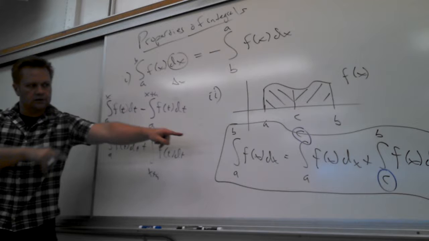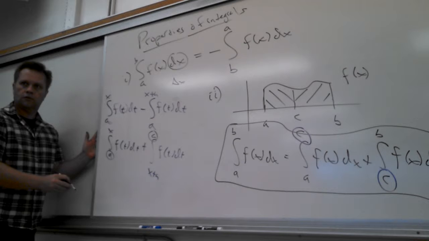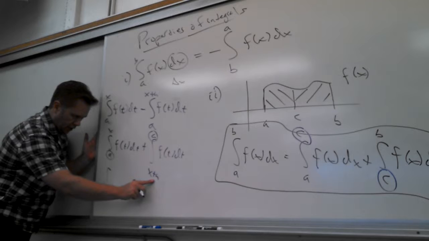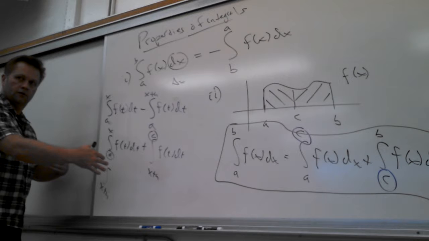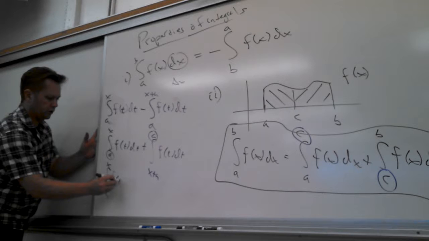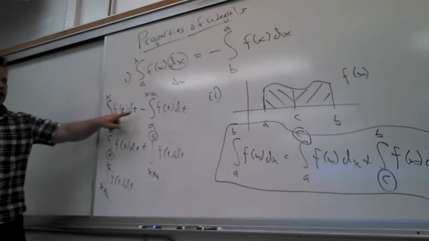Because what's the middleman here? A. So it would be integral from... to x plus h. No. It would be integral from x plus h to x, because from x plus h to a plus from a to x. I had these turned around, but you guys hopefully were cool with this. So if I have the same thing on the bottom, I could just switch the sign and then maybe combine them using that property. So that's where that really comes in handy.